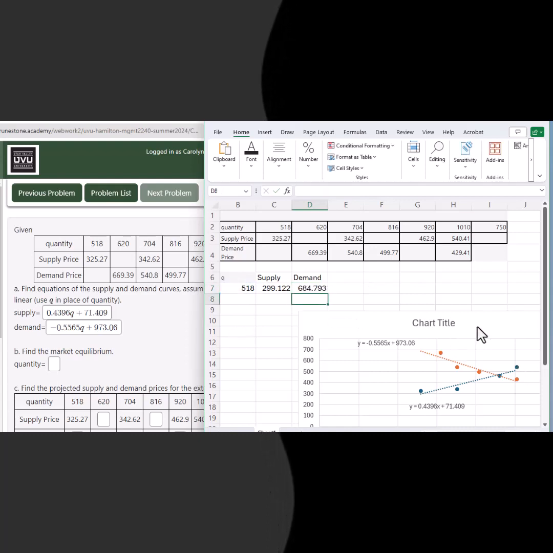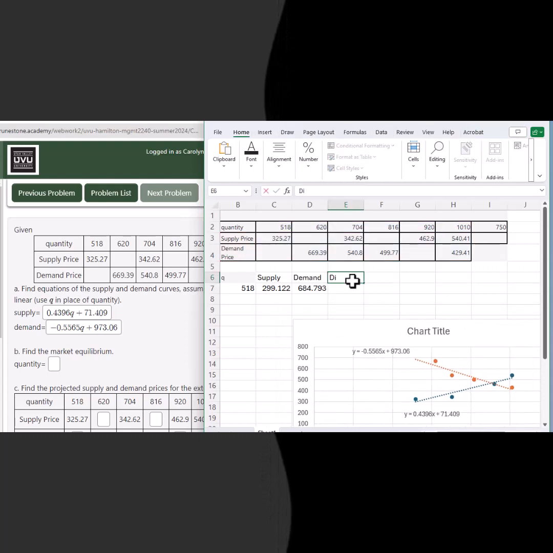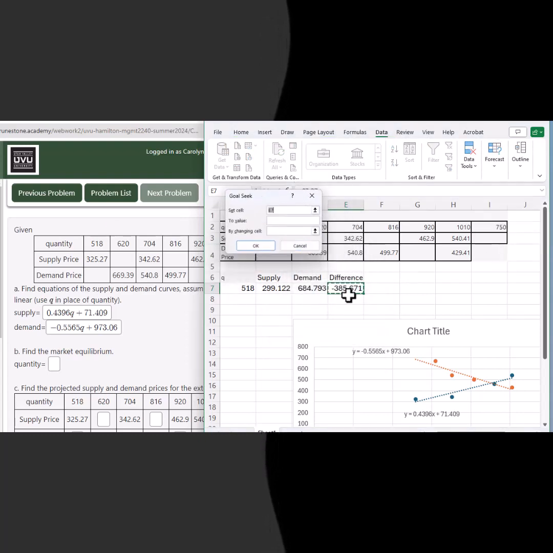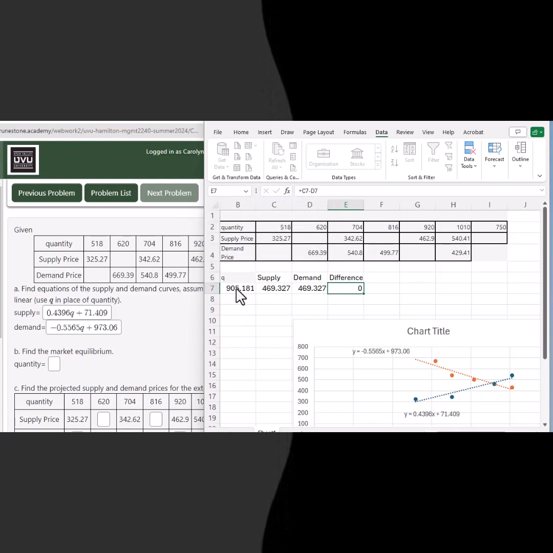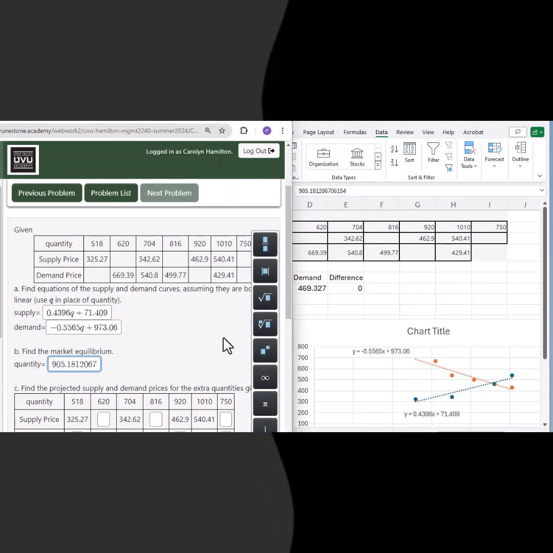Okay. So by looking at the chart, I expect an equilibrium point somewhere around 900 units. Get my difference between supply and demand, and then do a goal seek to set that to 0. So forecast, what if, goal seek. Set my difference cell to a value of 0 by changing the number of units. That should be my equilibrium quantity.